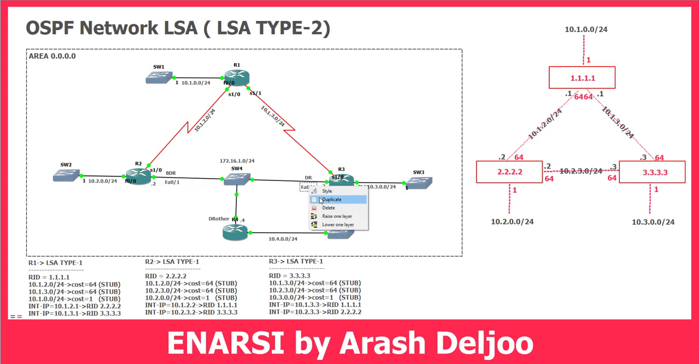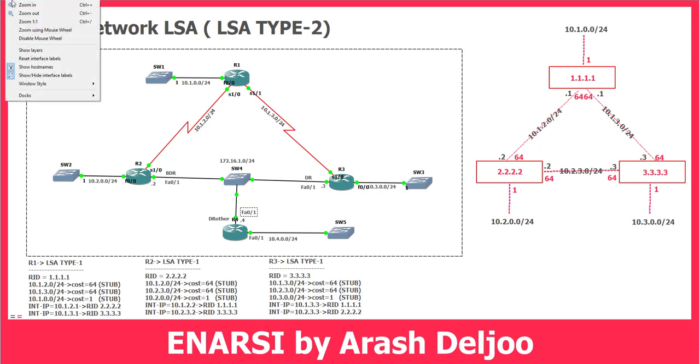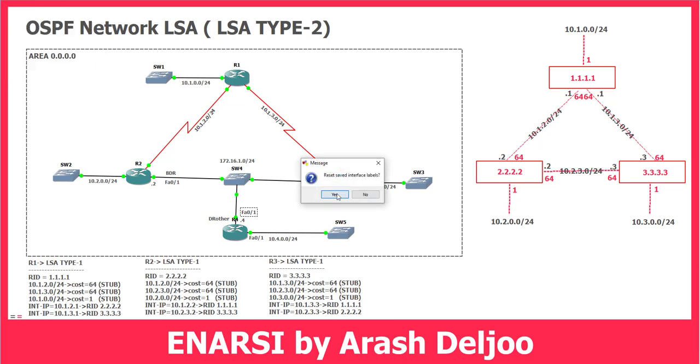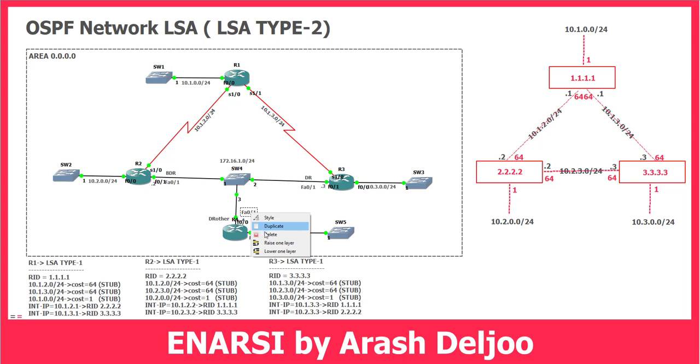Okay, and here we have this interface as FastEthernet 0/1, and the interface connected to switch 4 as FastEthernet 0/0. Let me reset the labels again. Okay, yes, this is FastEthernet 0/0. Okay, as you can see, let me use only these options. Okay, let me configure them.